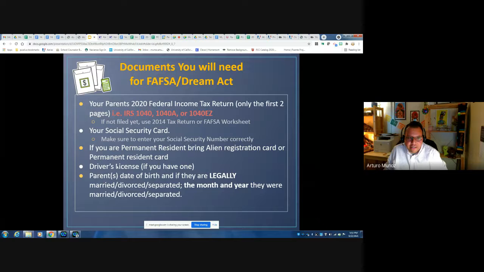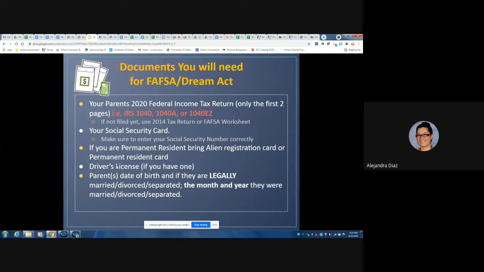So really quickly on this question, the parents' legal status as far as being married, divorced, or separated. Every year, as counselors, we help students fill this out, and there are always surprises that come up with these questions. Students think their parents have been married throughout their whole lives, and they've never really been married. Sometimes people get legally separated for any number of reasons.